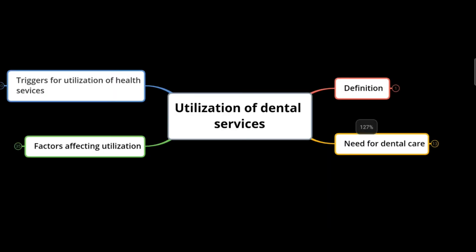In today's video, we will be discussing the utilization of dental services, which comes under the topic of social sciences and health behavior under public health dentistry. Now, utilization of dental services, you need to remember the definition, the need for dental care, the triggers for the utilization of health services, and the factors which affect utilization. So, we will discuss this with the help of this mind map, and I hope you like the concept of this mind maps by the end of this video.